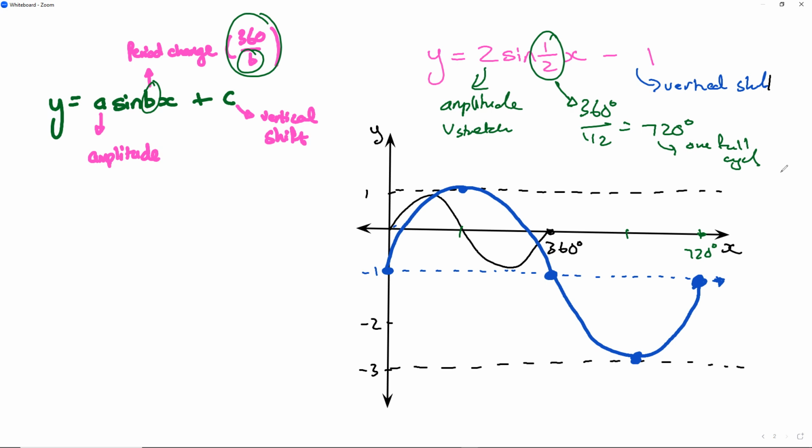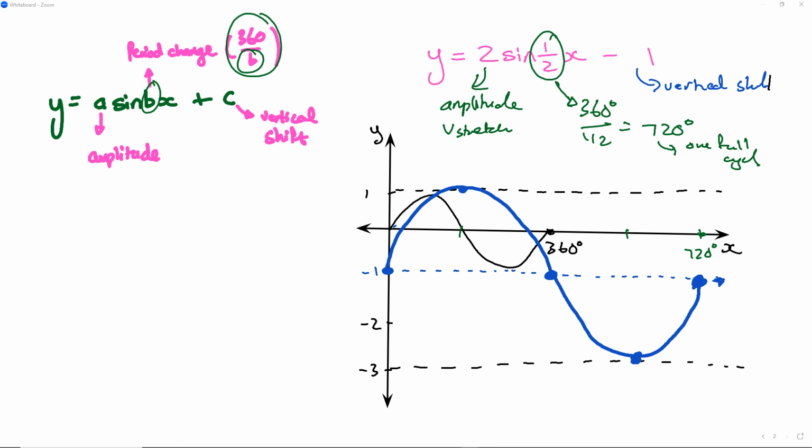How do I know that this is correct? I can do a quick check. My amplitude looks right: it's 2 and 2 this way. So that's all good. I can see that a half implies that my period is no longer 360, it's now stretched to double, 720. And my vertical shift of the whole graph is down by 1, so everything is centralized around 1 point down. That would be the graph that we're looking for.